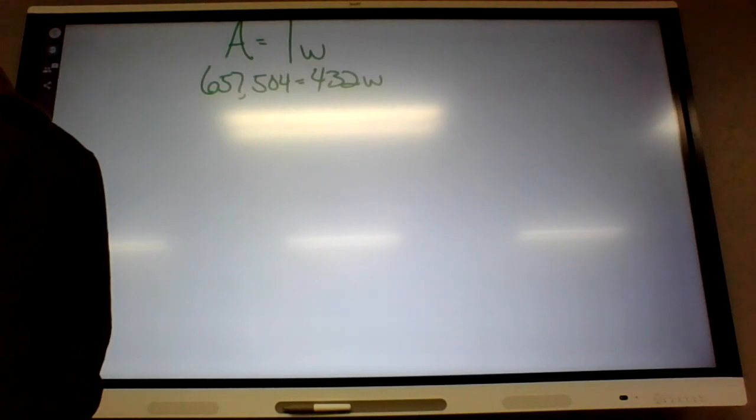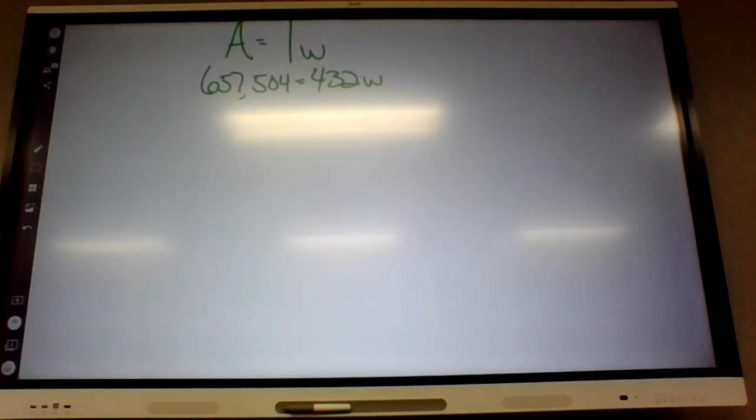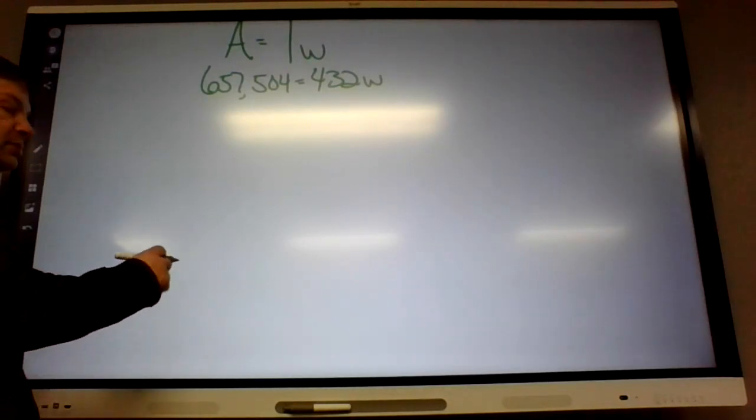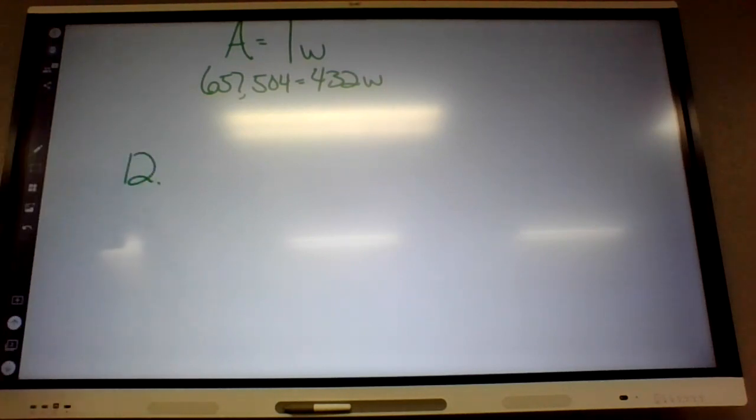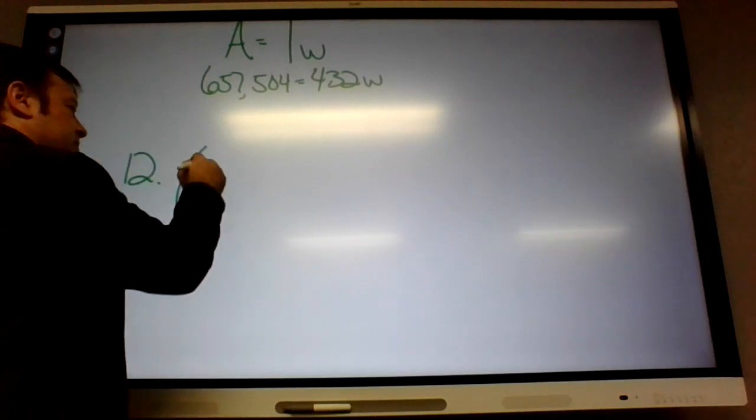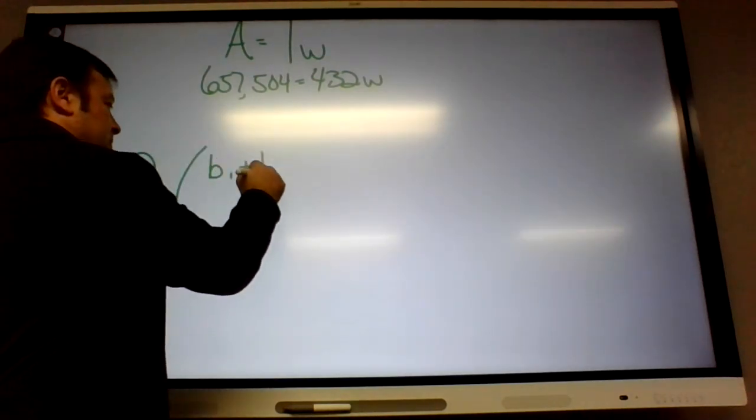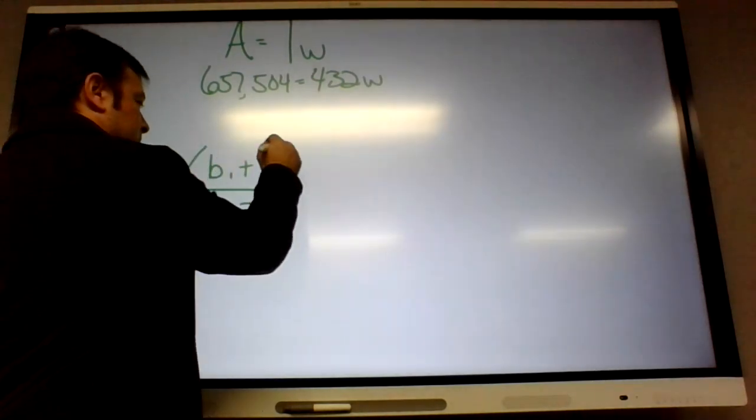The top base is 6. What is the length of the other base? I'll help you guys set this one up. So, on 12, it's talking about a trapezoid area. What's the formula for trapezoid areas? Base 1 plus base 2, divided by 2, times height.